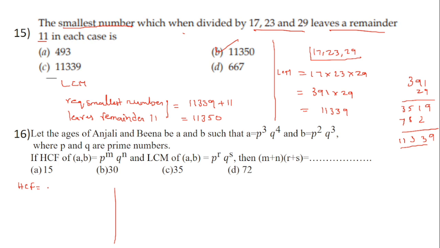HCF. From this we will find HCF of AB. P is there in both and Q is also there in both. And for HCF we will take the least power. So P square Q cube.